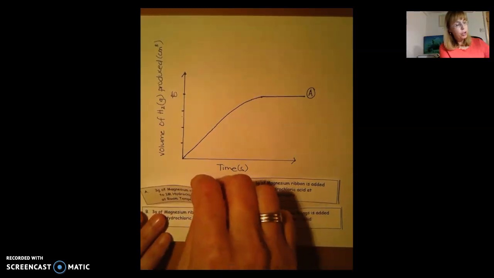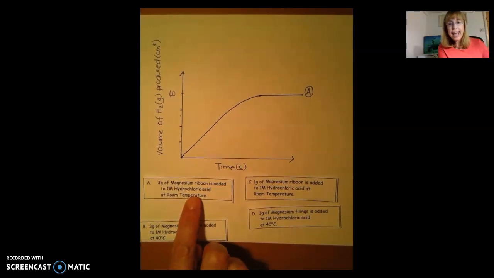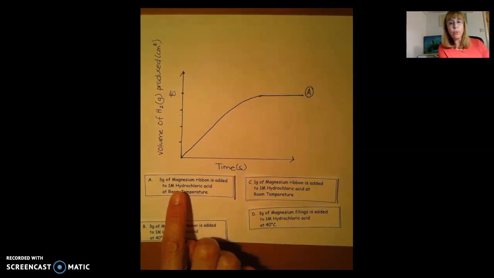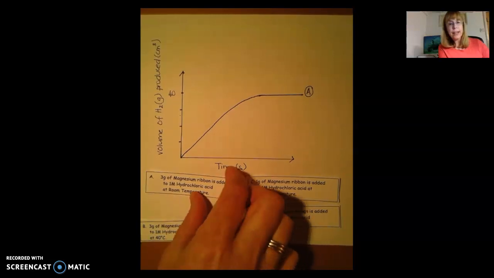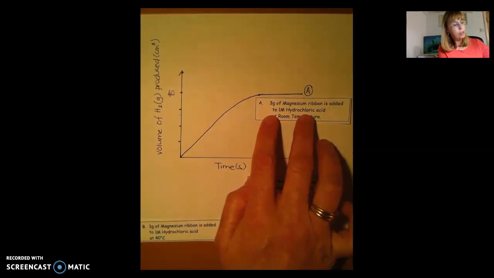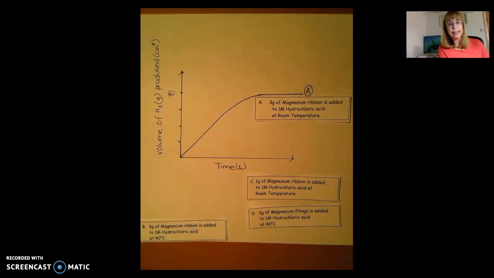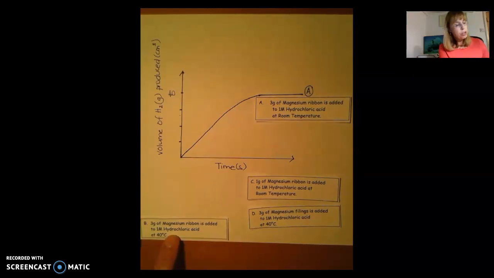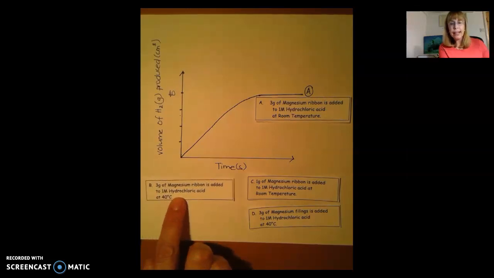I've got 3 grams of magnesium ribbon added to a concentration of 1 molar of hydrochloric acid at room temperature. And this is the graph that I have drawn for that situation. So it's 3 grams of magnesium ribbon to 1 molar hydrochloric acid at room temperature. Now, if that's what my first graph looks like, how would you plot this in relation to that?